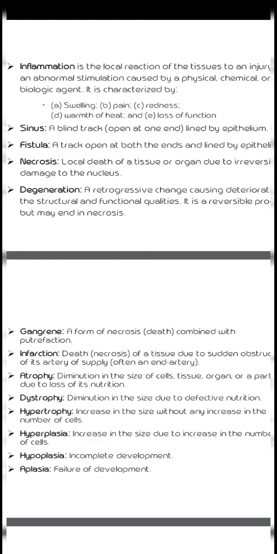So death is of two types. One is apoptosis, one is necrosis. Apoptosis is the automatic death or the programmed cell death. After 120 days, the body recognizes the old red blood cells as frail, as old, non-functional cells, and it just discards them.